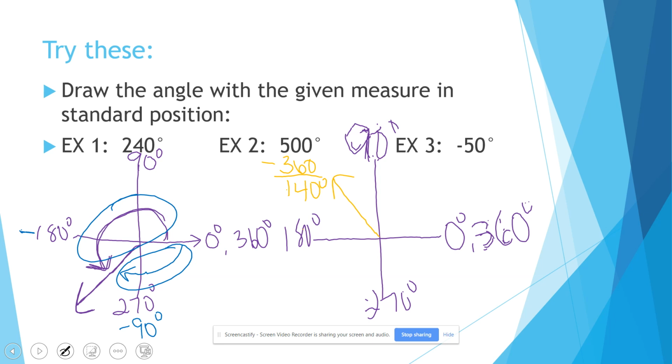And then again, we need to show first that we're going counterclockwise, so it's a positive value. And then we need to show we're going a full 360 and then another 140 more to get to the 500 degrees.